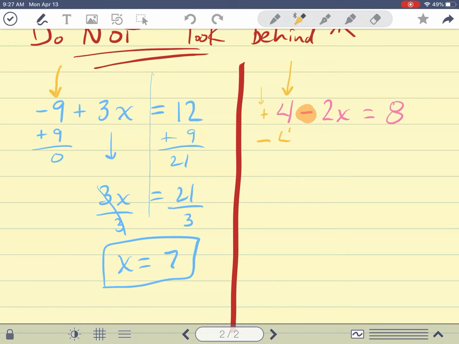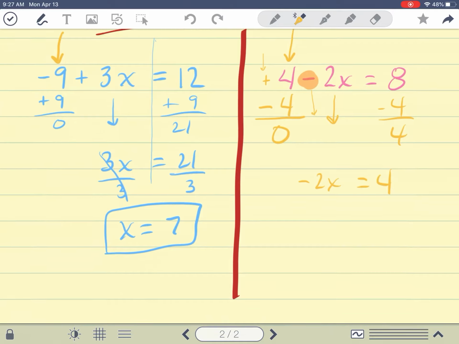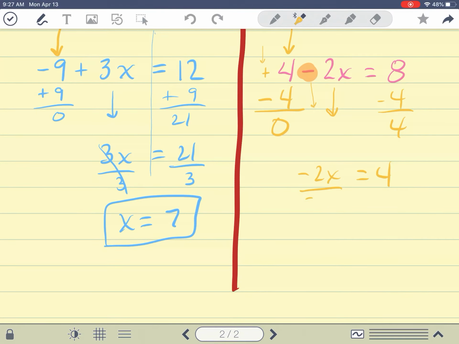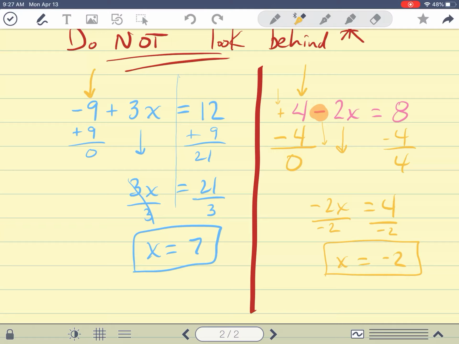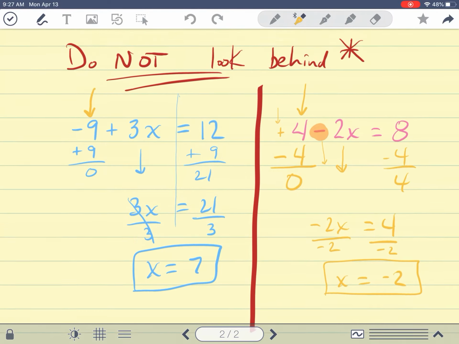So you're going to subtract 4. The inverse is subtracting 4. Gives me a 0. Subtract 4 over here, gives me a 4. I'm going to bring this down. Do not forget to bring down that negative. So I've got negative 2x equals 4. Divide by negative 2. X would give me negative 2. Any questions? All right.